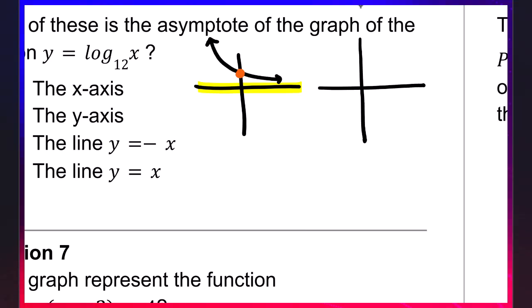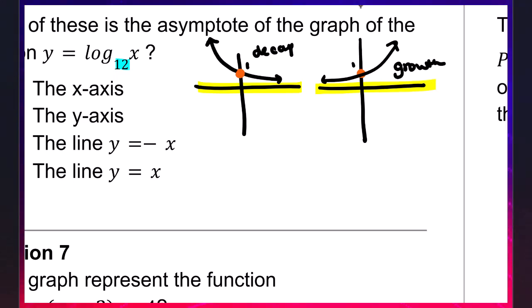Growth is similar. It will have an asymptote in the same spot. It will also hit at 1, but it will grow. So this is growth, and this is a decay. And it doesn't matter what base it is. So if you look here, the base in this particular question is 12. So if it was 12 to the power of x, it would grow. It would still hit at 1. Okay, so that is 1 on the y-axis.